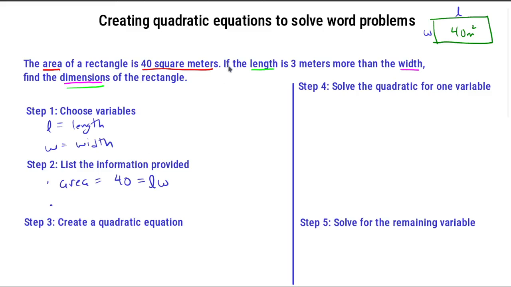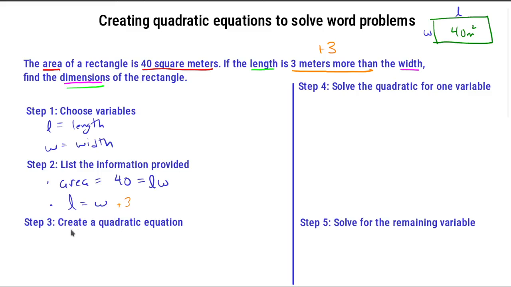And the other piece of information is this second piece here. Length is going to be related to the width. So length is, that means L equals, and then what do we have here? We got 3 meters more than. So that's a mathematical operation. That's adding 3. More than, 3 meters more than, we're adding 3 meters to the width. So we take the width, W, and we add 3. That gives us the length.